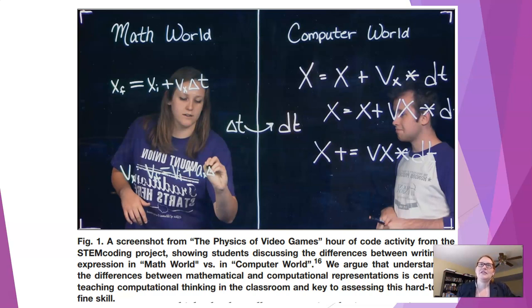But the idea here is that they're using these kinematic equations from physics class, and they're describing how to make this translation, how this equation for your final position, knowing the velocity and the time, is translated from math world to computer world, right? And so this is not necessarily an intuitive or easy thing for students to do.